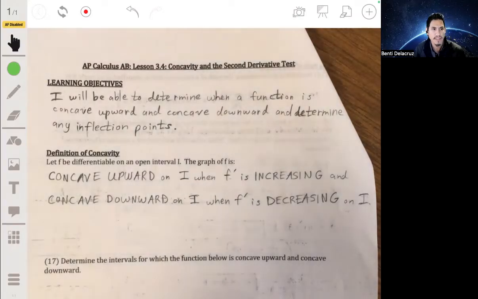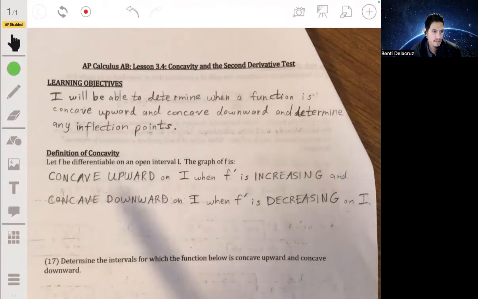All right, so in this section, we're going to be going into the concavity of a function. We're going to be talking about the shape of a function, in regards to how it would be increasing or decreasing, and how that relates to the derivative and second derivative. So let's first go over the formal definition of concavity, and then we'll go over a picture of what this means.